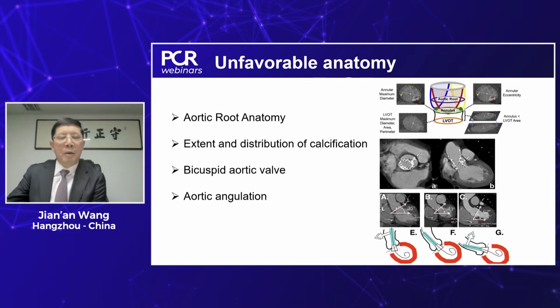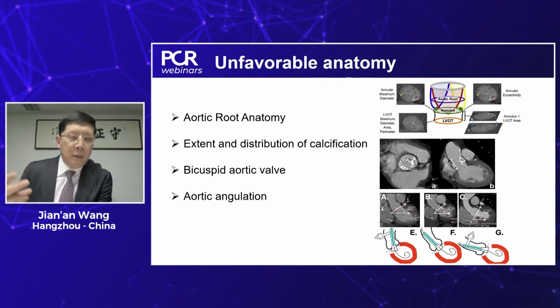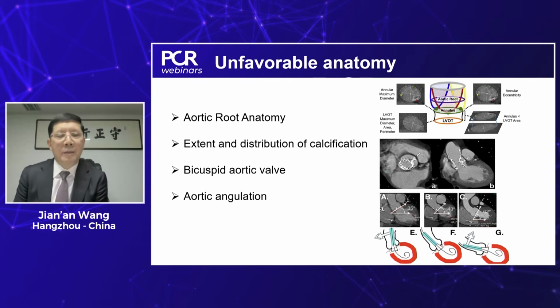Also a bicuspid aortic valve, especially type 1 with raphe. Generally speaking, bicuspid aortic valve stenosis has more severe calcification. Also, for patients with a very big aortic angulation.